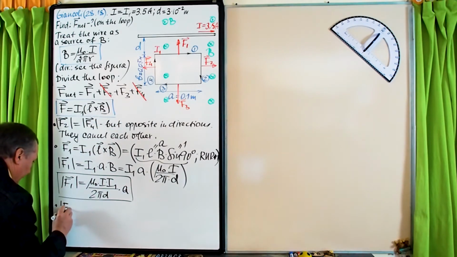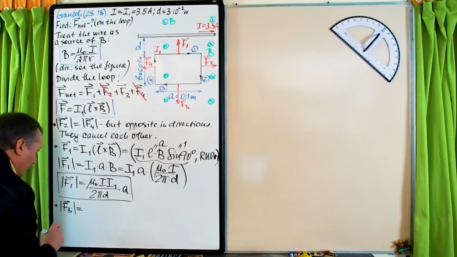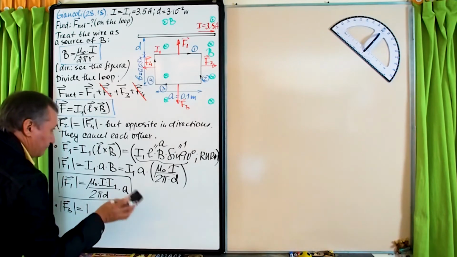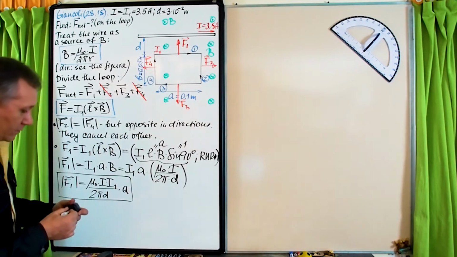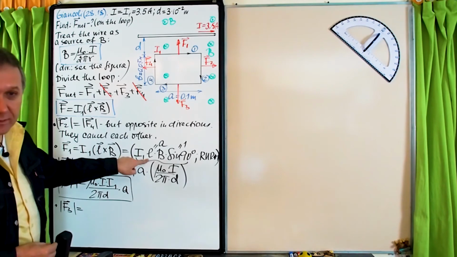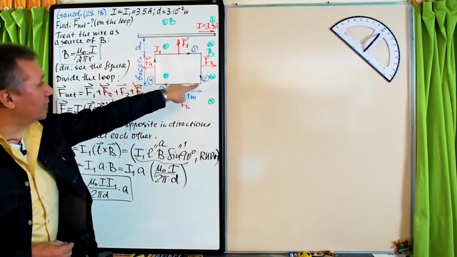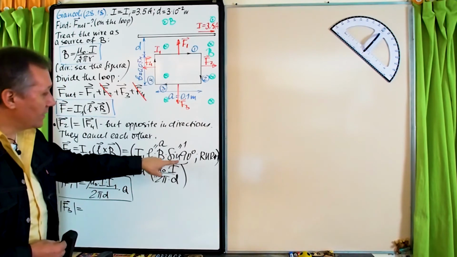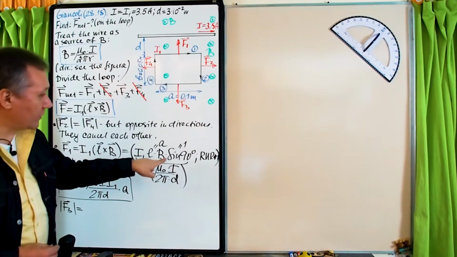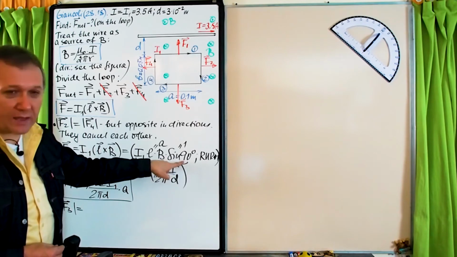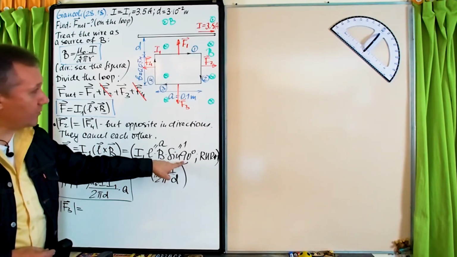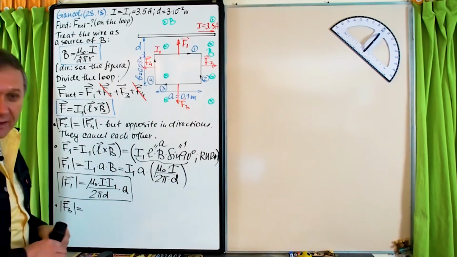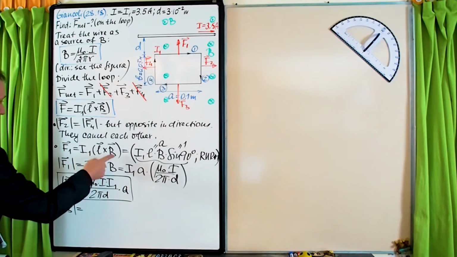So the absolute value of F3. Again, it will be I1 L, and again L equals A, right? Then B and sine of 90 degrees. Of course, the value of B will be different, but the angle is still 90 degrees, right? Because again, L that way, the magnetic field is into the board, so the angle between these two vectors is 90 degrees.